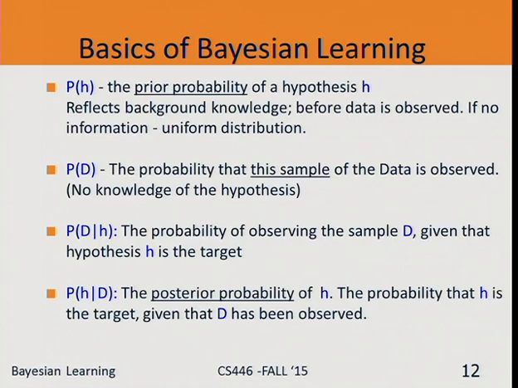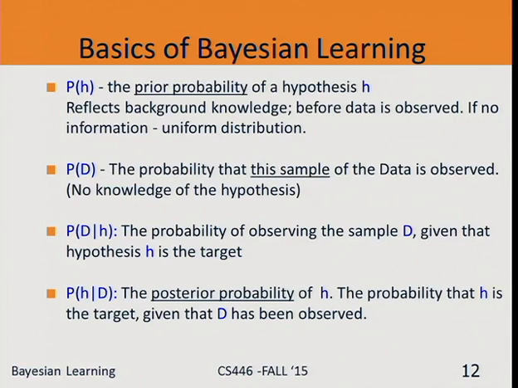We denote by P of H the prior probability of the hypothesis H. So this really is our background knowledge. It reflects what we know before we've seen any data. If we don't have any information, we assume a uniform distribution over all the H's. P of D is the probability of the data, this sample of the data.